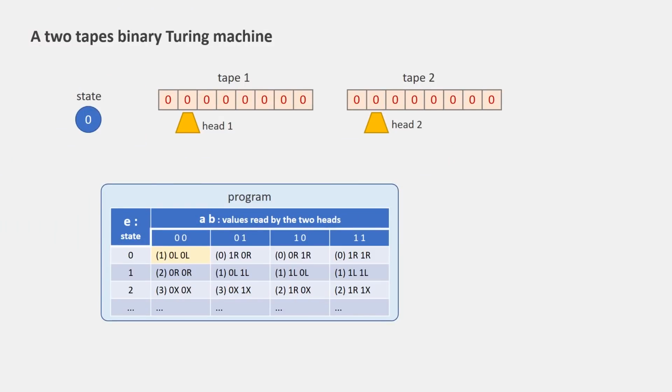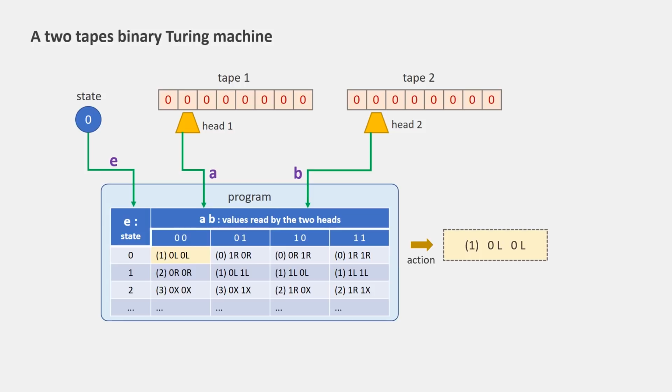The program is an array of 8 lines and 4 columns. Each line corresponds to a state E of the machine. Each column corresponds to a pair A, B of binary values. The binary word located at line E and column A, B encodes the instruction that must be executed when the machine is in state E and the last values read on the 2 tapes are A and B.